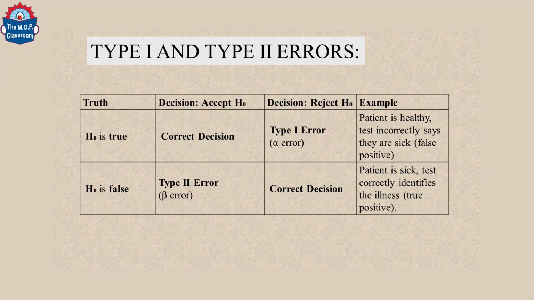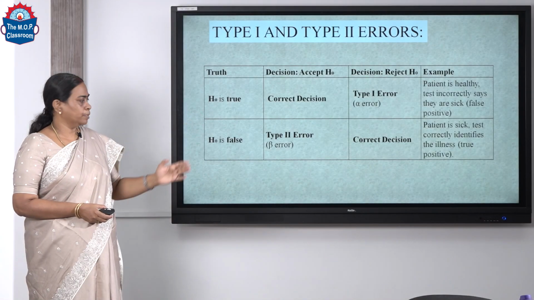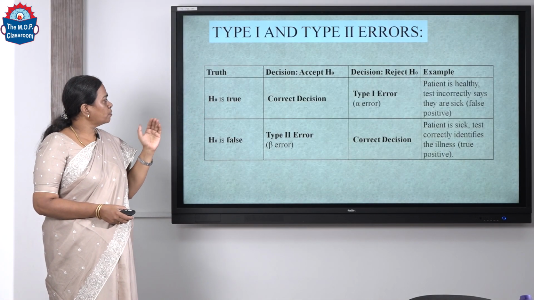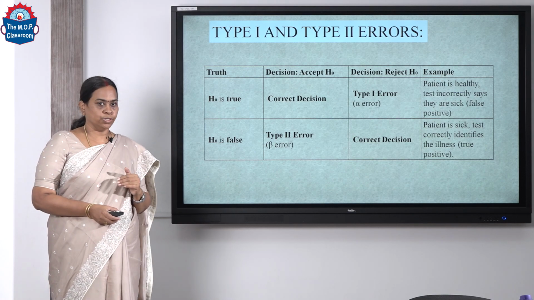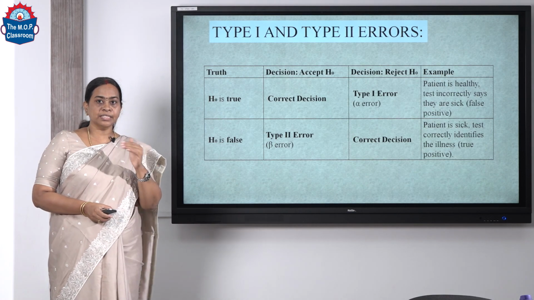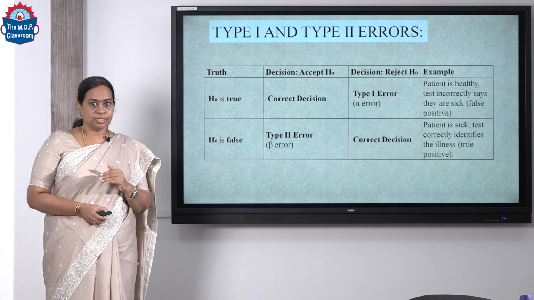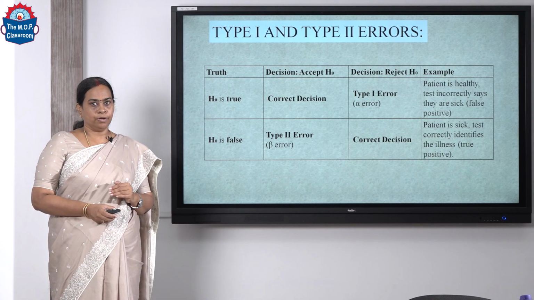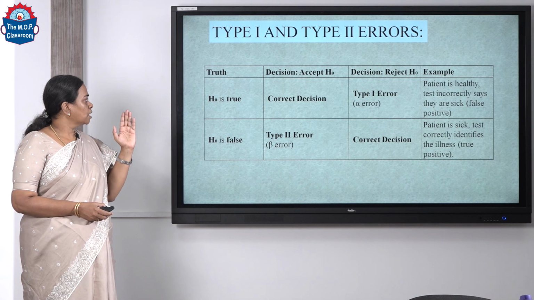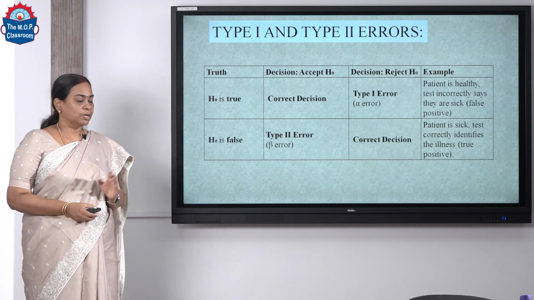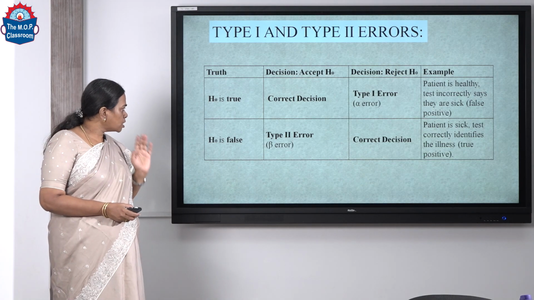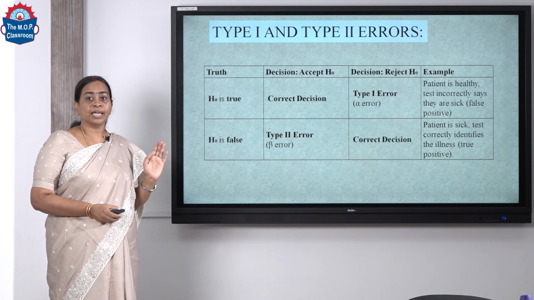Type 1 and type 2 errors. Here is a table with an example. Truth: H0 is true. Decision: we are accepting H0, it is a correct decision. H0 is true, but we are rejecting H0, that is called type 1 error, and we denote it as alpha. H0 is false and the decision is to accept H0, it is type 2 error and it is denoted as beta. H0 is false and we are rejecting H0, it is the correct decision.